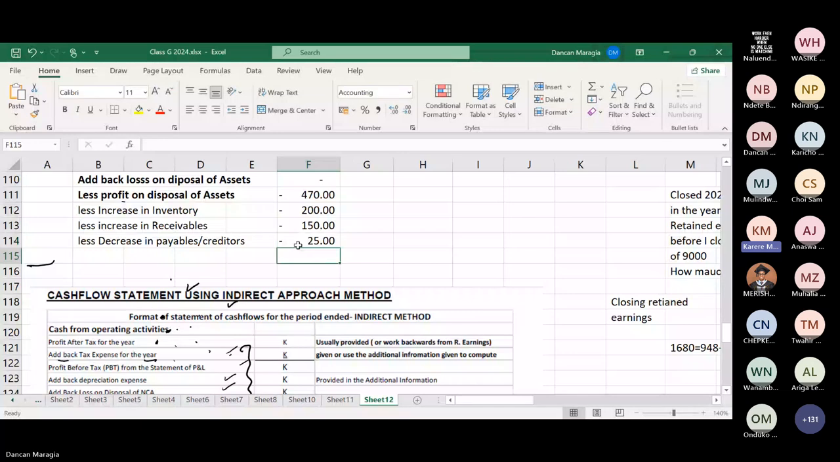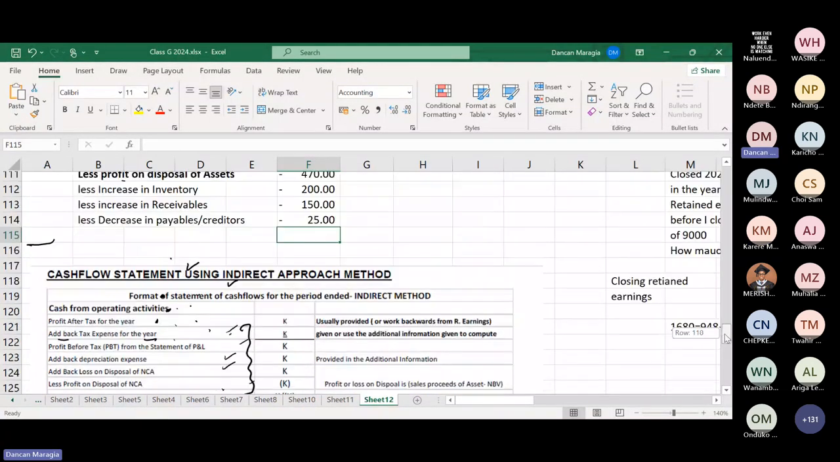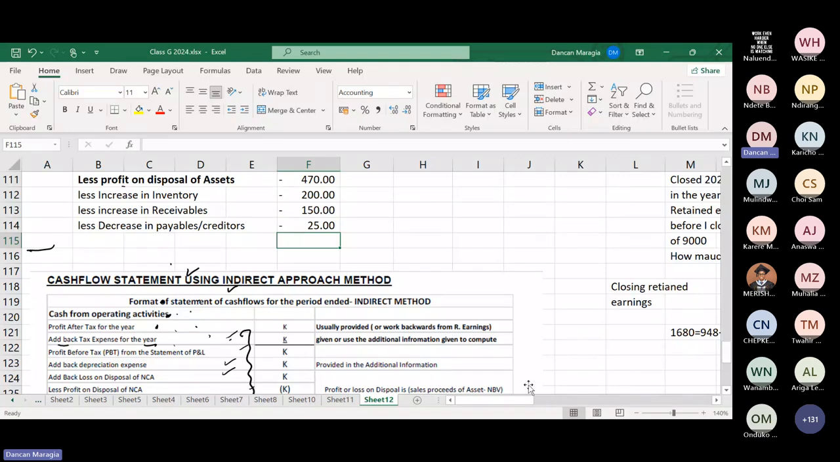Yes, 25,000. So the same concept applies to accruals and prepayments. So you check whether you are given accruals or prepayments in the question.